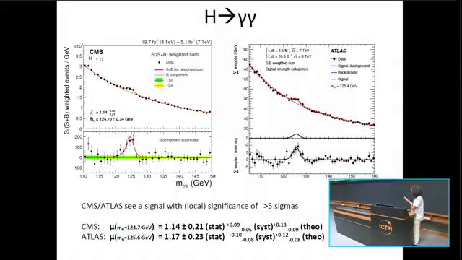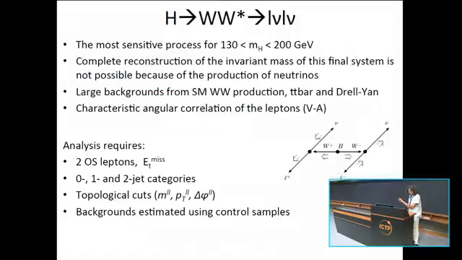These are the 2 plots from CMS and ATLAS. You can clearly see the peaks there. Both have a local significance above 5 sigmas. And if you look at the signal strengths, so the data over standard model rate, you see they are very compatible with unity.